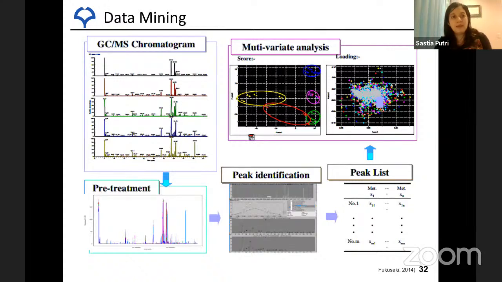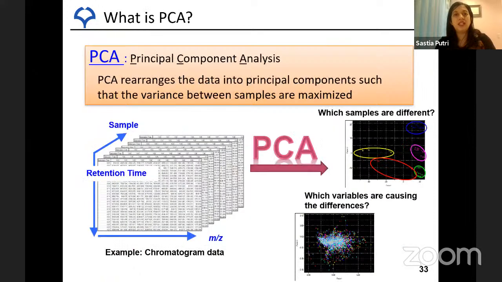So this is about the data mining. This is how the GCMS chromatogram looks like, and then after it is pre-treated, we have the chromatogram looking like the one below. And then we do the peak identification, the peak list, and then the multivariate analysis.